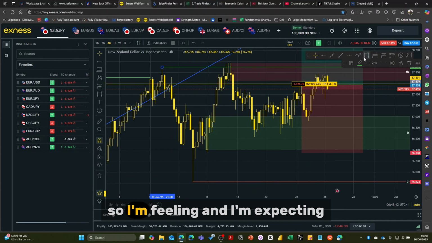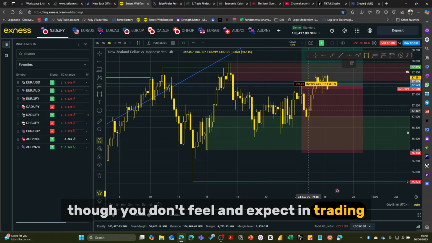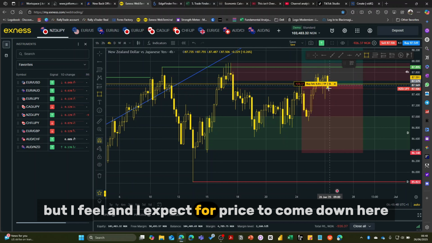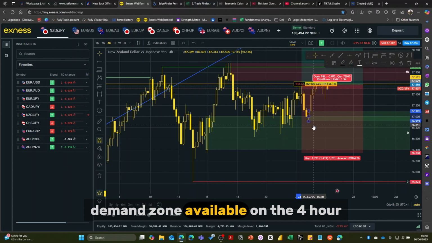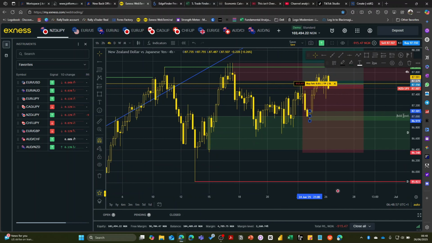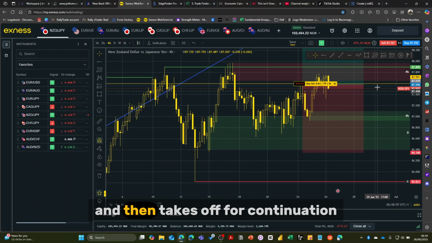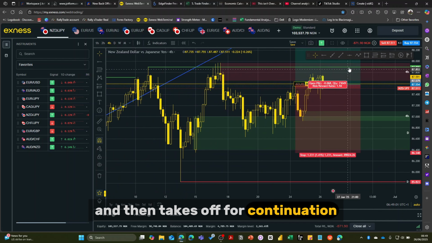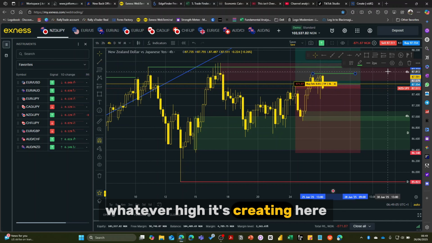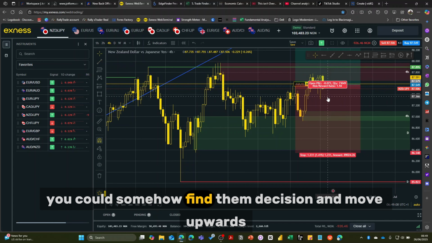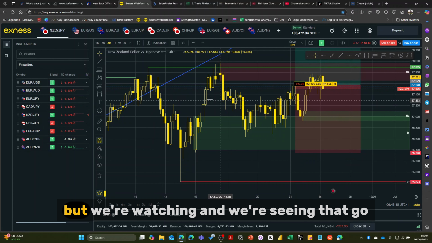So I'm feeling and I'm expecting, though you don't feel and expect in trading, but I feel and I expect for price to come down here at most. This is the last demand zone available on the 4-hour. So I hope price comes down here and then takes off for continuation, then goes ahead to break whatever high it's creating here, or you could somehow find a decision and move upwards. But we're watching and we're seeing that go.